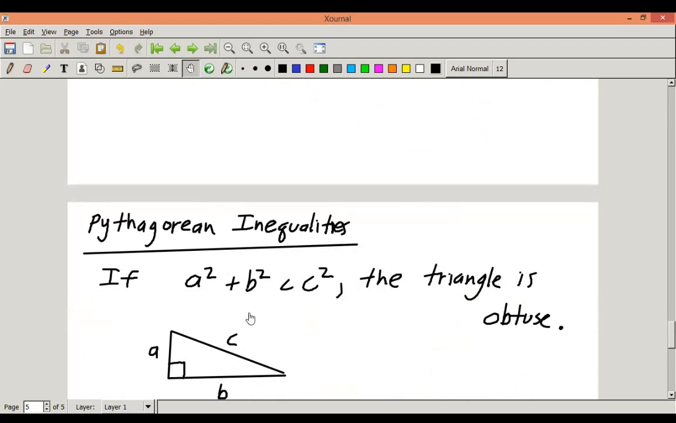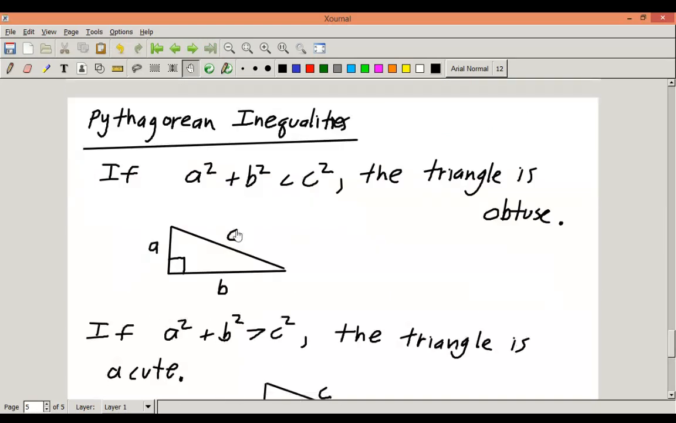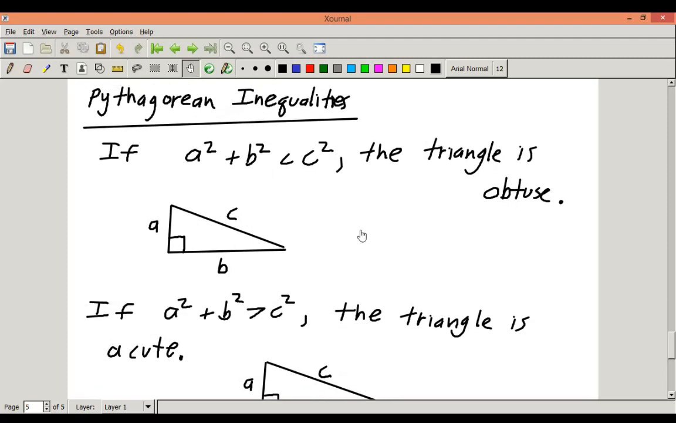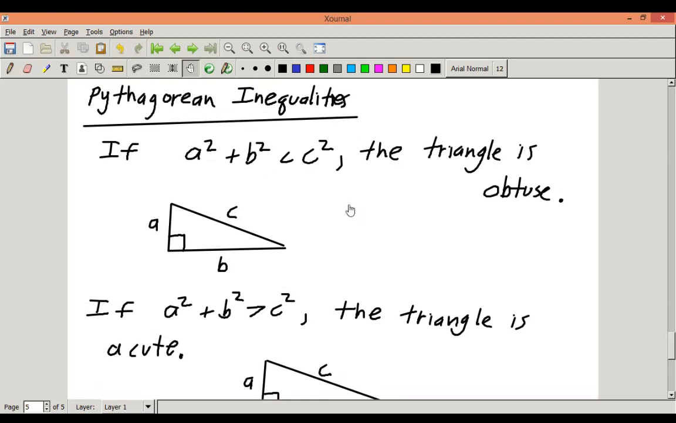Okay, so the last thing we want to do in this lesson today is talk about Pythagorean inequalities. So we know from the previous screen that if a squared plus b squared equals c squared, then the triangle is right. We also have a way to prove that the triangle is obtuse just by knowing the sides, not even knowing the angles.